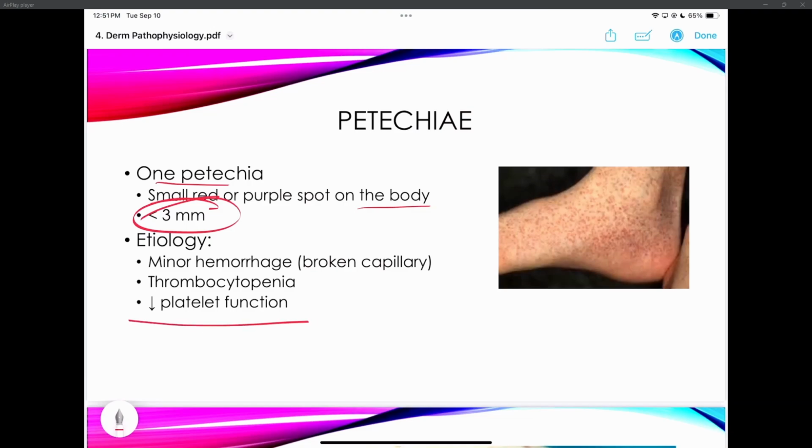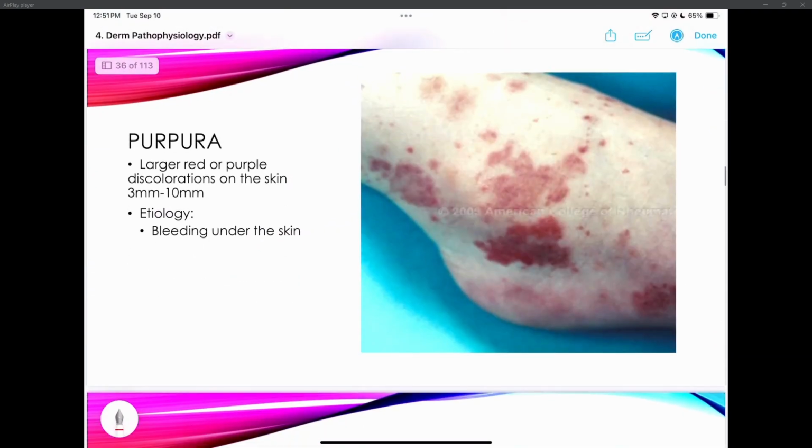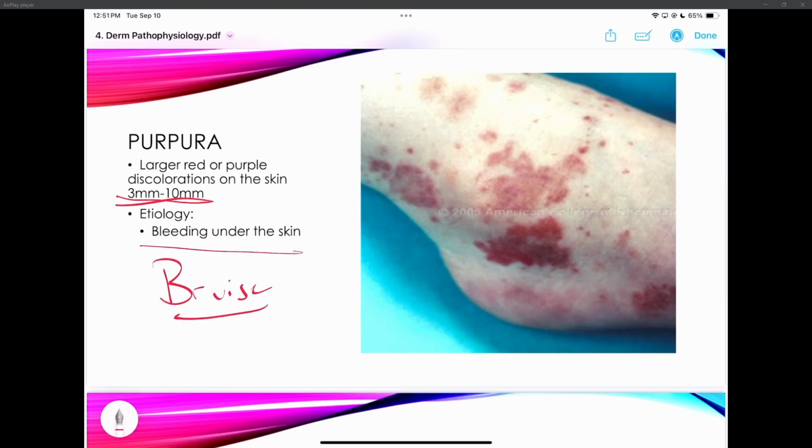Thrombocytopenia and decreased platelet function. Purpura are the same thing, they're just bigger, 3 to 10 millimeters in size now. Etiology for purpura, bleeding under the skin. So, bruised. It's basically a bruise. For petechiae, will those ever go away? Yes, they usually will go away. They're just small burst vessels. The body will reabsorb them.